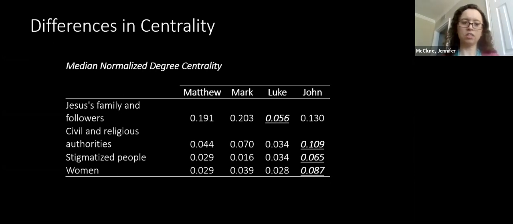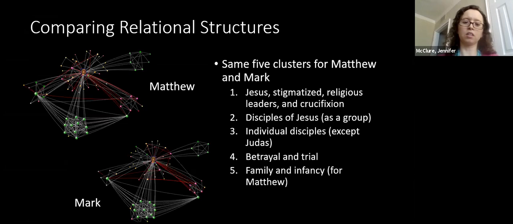I'd like to turn to our third question now about how the relational structure is similar to and different between the Gospels. And I will start with Matthew and Mark because this is where we saw the most overlap. In their networks, what I did was I split them up into clusters so that relational ties were maximized within clusters and minimized between clusters.